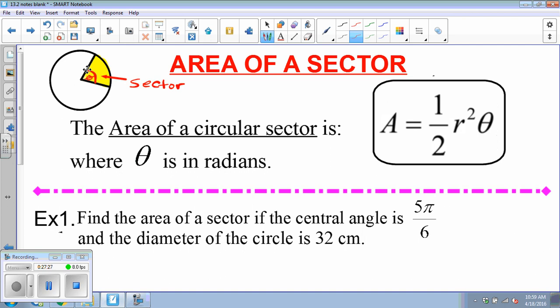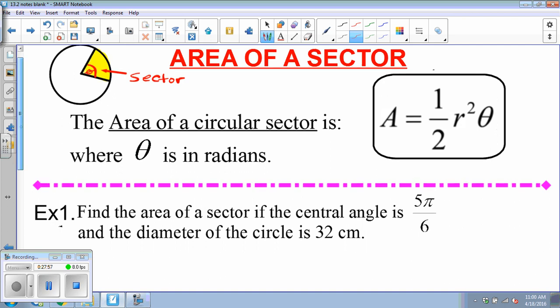Okay? So they say find the area of the shaded region. That's when you use this area of a sector formula. The area of a sector is 1/2 r squared theta. And again, theta has to be in radians. 1/2 r squared theta. So just like the arc length, you need the radius and you need the central angle in radians. Okay?